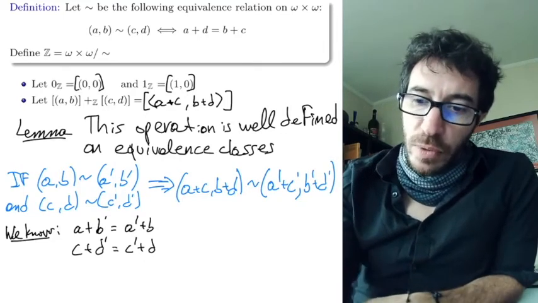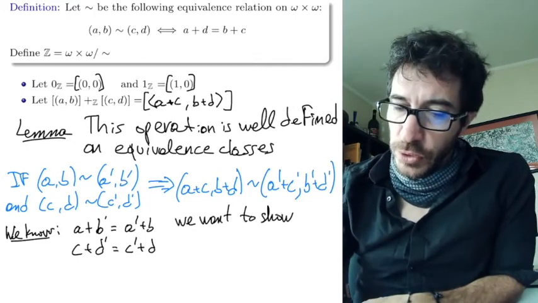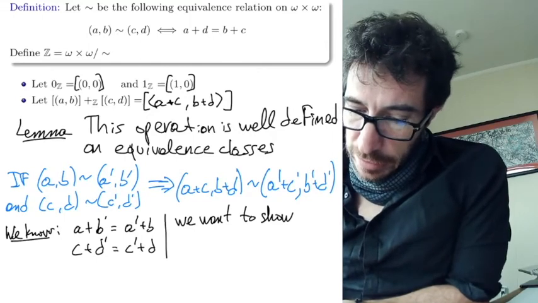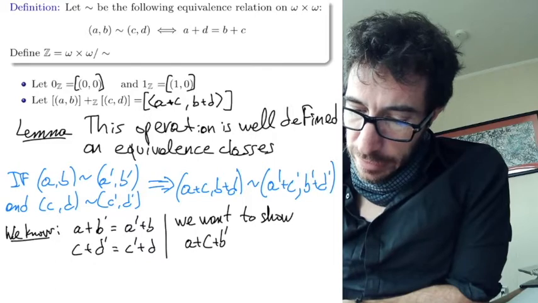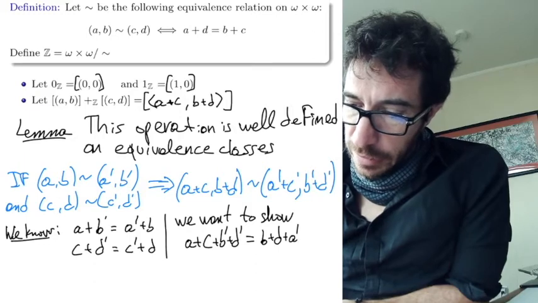Cool. So what can we do now? Well, okay, let's see what we want. We want to show that those two things are equivalent. So that means that we want to show that A plus C plus B prime plus D prime equals B plus D plus A prime plus C prime.